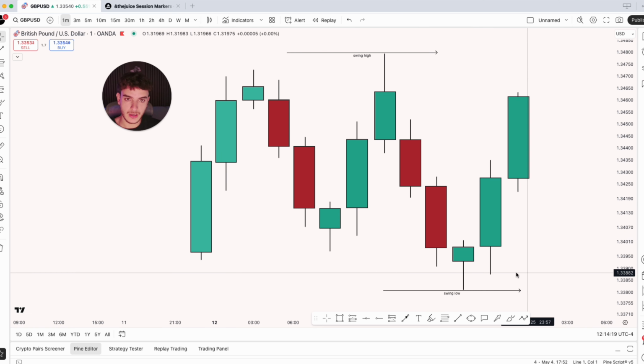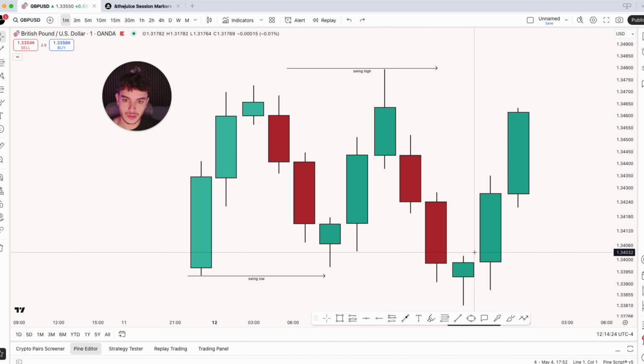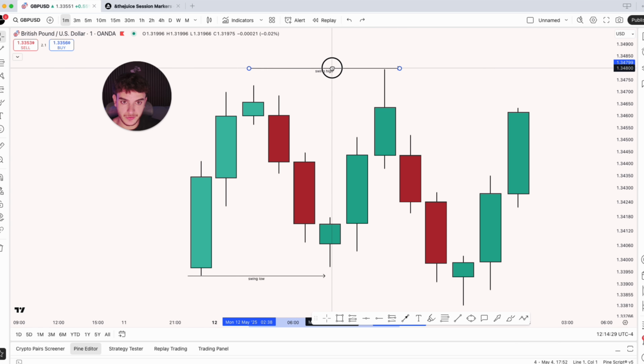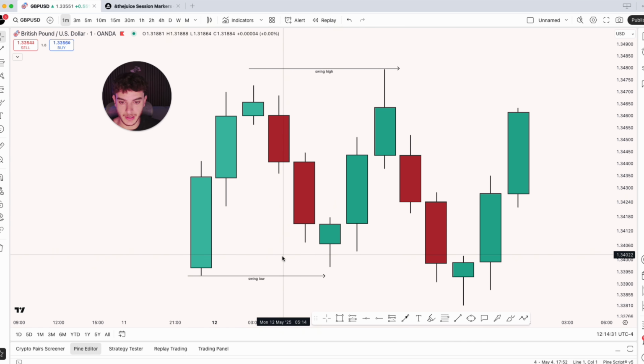Okay, now this is the new swing high and this is the new swing low. But let's focus on why this was the case. As soon as this had the wick cover above, we have now changed the swing high, but there was nothing happening in between.